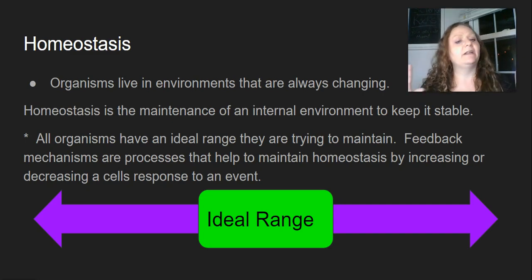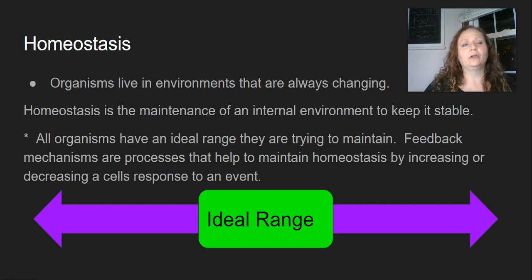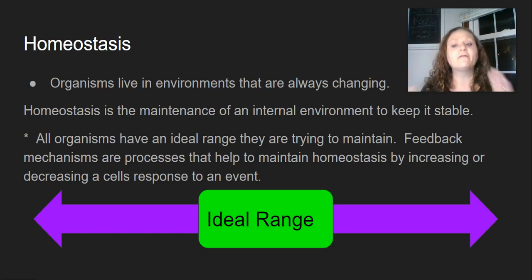They all have an ideal range that they're trying to stay in, and whether it's temperature or glucose levels in the blood or pH of the blood, whatever it is, there is a range that they're trying to stay in. And feedback mechanisms are processes that help maintain homeostasis by increasing or decreasing a cell's response to an event.